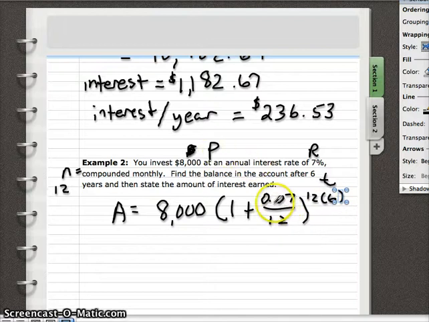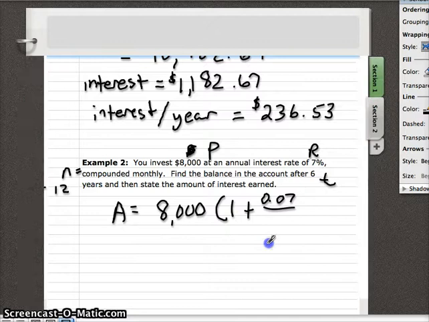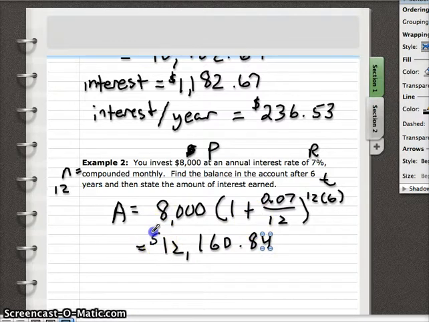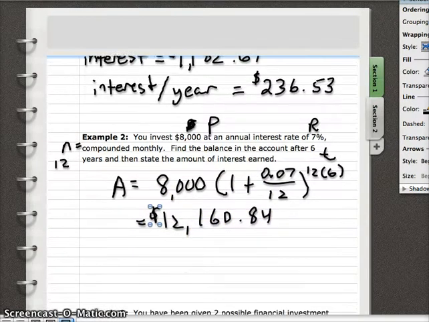So we want 0.07 divided by 12 first. We're going to add 1 to that answer, and we're going to raise it to the 72nd power. And then we're going to multiply that answer by 8,000. So again, you can pause the video and do it yourself. Or you can just follow along and trust that you get $12,160.84, rounding. So that's how much we have in the account after sitting in the bank.